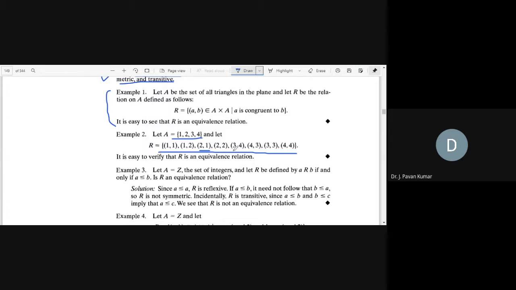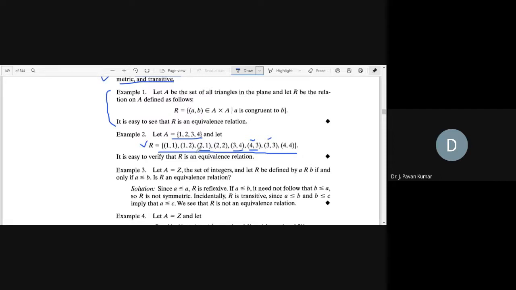Next, you consider (3,4), (4,3). What is the pair we should have? (3,3). We have that. Next, similarly, (4,4), (4,3) you consider. (4,3) must be present, which is already there. Like that, if you consider any two pairs of the form (a,b), (b,c), then (a,c) will be present in this relation, so we can consider it as transitive.